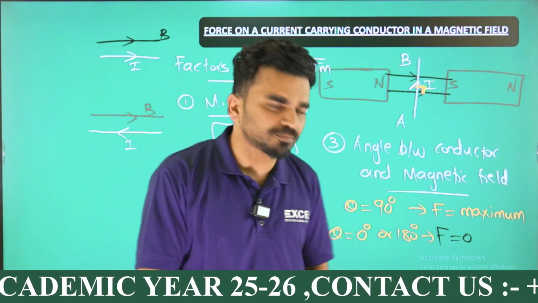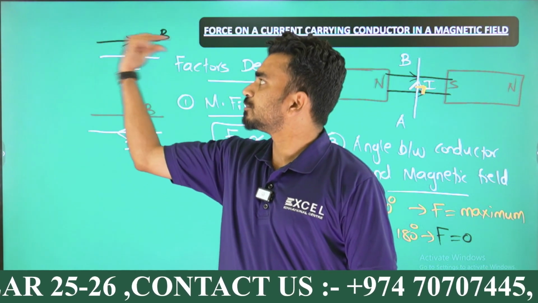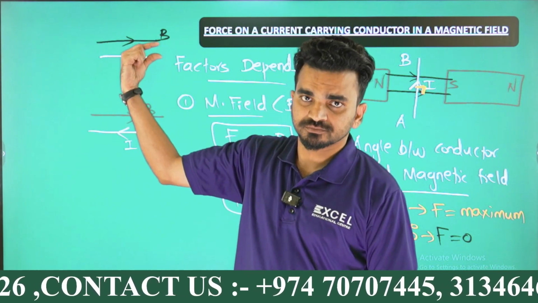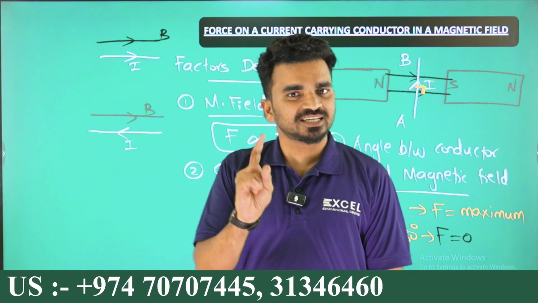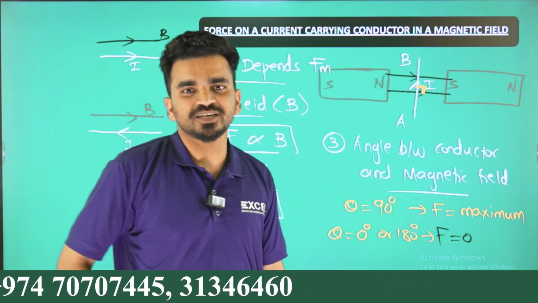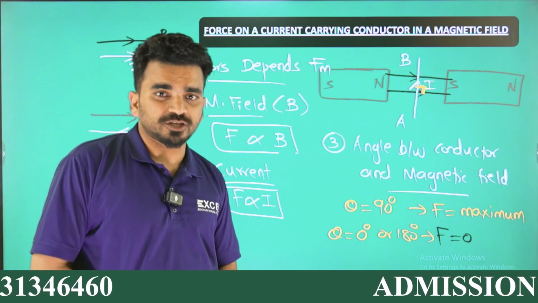And one more point, what is the meaning of angle 0 and 180? Current and magnetic field are both in parallel and the same direction. And 180 degrees means parallel but opposite directions. In both cases, the magnetic force will be 0. Alright, now we want to look at one more thing.